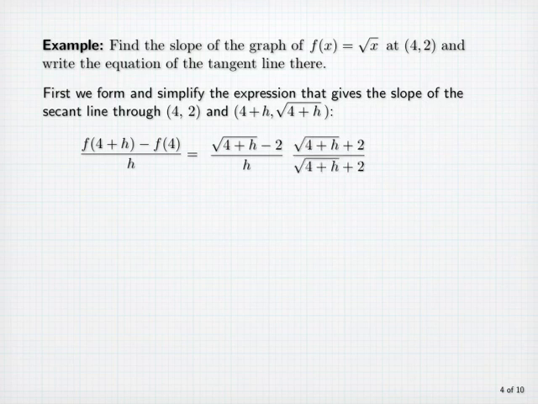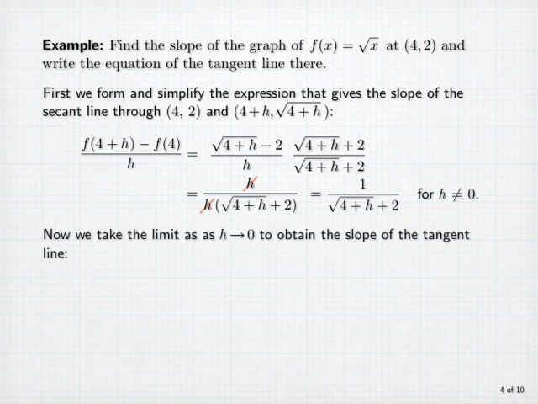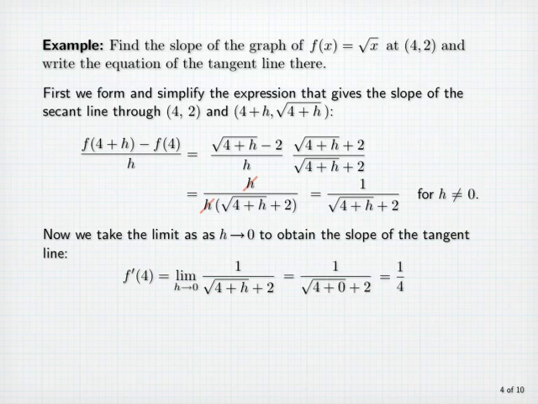Next, we'll multiply the numerator and denominator of the fraction by sqrt(4+h) + 2. This makes the numerator 4 + h - 4, so we can get rid of the 4's, and then we have h divided by h, which is 1, and so the difference quotient is equal to 1 divided by (sqrt(4+h) + 2) for all h other than 0. So now we take the limit as h goes to 0 and obtain the slope of the tangent line. f'(4) is equal to the limit as h goes to 0 of 1 over (sqrt(4+h) + 2), which is 1 over (sqrt(4) + 2), or 1/4.